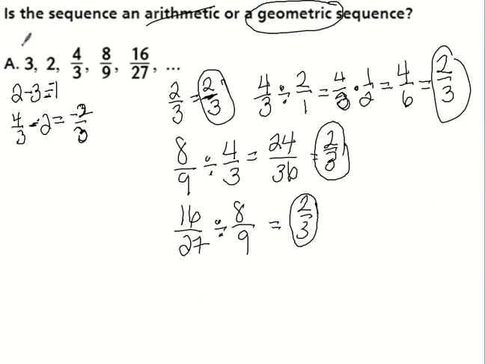What it means is that I took 3 and multiplied it by 2/3 to get 2. Then I took 2 and multiplied it by 2/3 to get 4/3, and so on. I multiplied 4/3 by 2/3 to get 8/9. 8/9 times 2/3 is 16/27. And to get the next term, I would do 16/27 times 2/3.